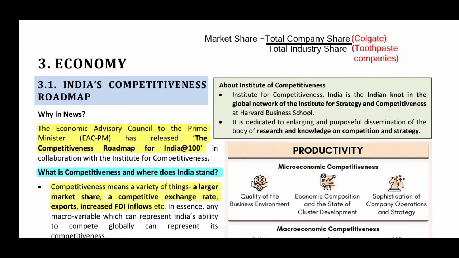Everyone. So this is Vision IAS magazine and today I will be explaining the economy section. So the first topic is India's competitiveness roadmap.